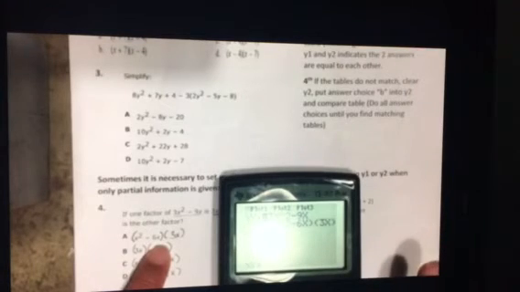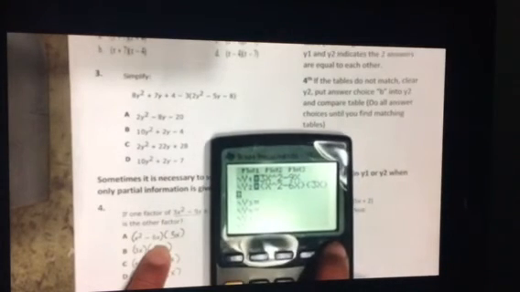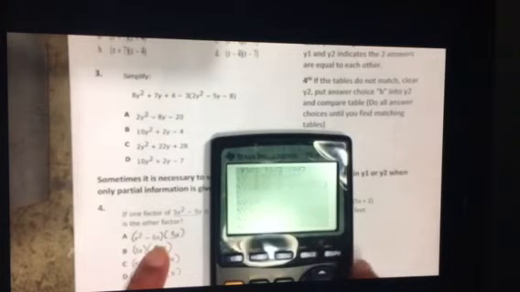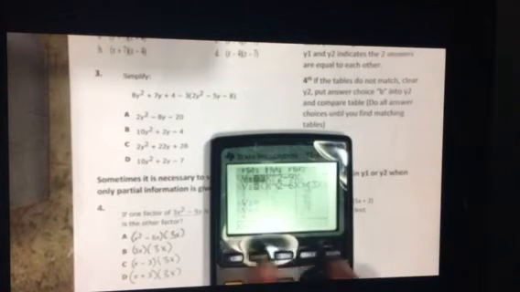Second graph, can you not see that? Maybe the glare is too much. Give you a few seconds to look at, make sure yours is put in right. Second graph, look at the table, checking my y1 and y2. Those do not match. Go back to y2, clear it.